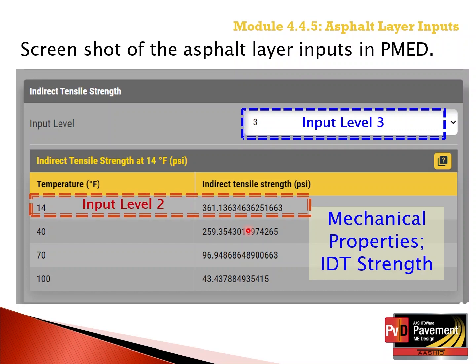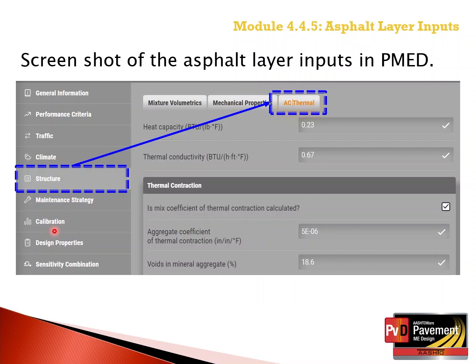So for input level 2, we're simply measuring the indirect tensile strength at only 14 degrees Fahrenheit. But for input level 1, we're measuring the indirect tensile strength at multiple test temperatures in accordance with AASHTO T322.